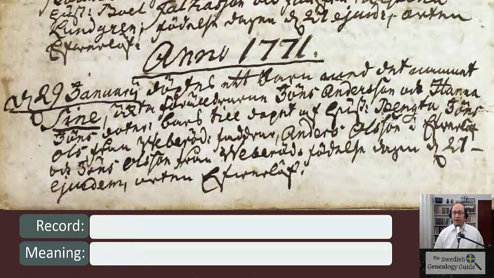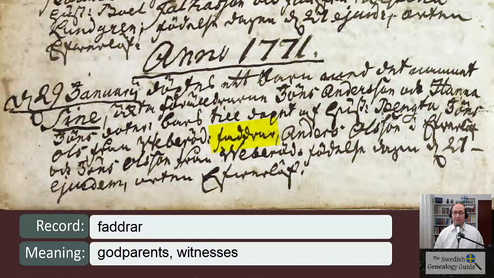Now, this guy didn't write her last name. Instead, what he did was he wrote her husband's name. So we have Bengta, and then it's Jöns Olssons, meaning the wife of Jöns Olsson. The next word is från, F-R-O-N, and so she is from a place called Vebberöd.